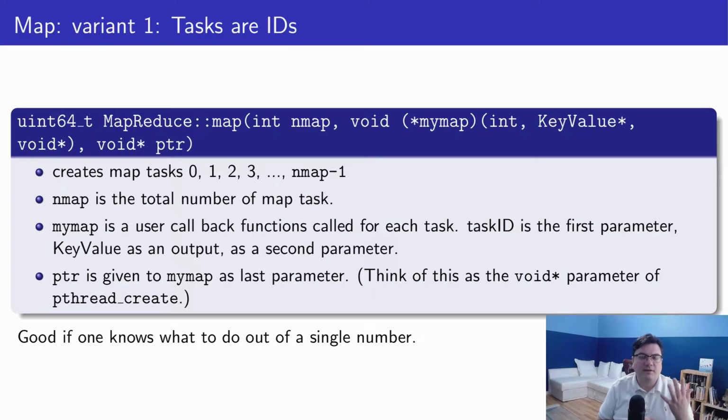There are 5 variants of map in MapReduceMPI, which create map tasks in different ways. The simplest variant creates n map tasks identified by a single integer from 0 to nmap-1. The second parameter is a pointer to a function to be executed by each map task. That function takes a task ID, a pointer to a key-value object to use as an output, and a pointer to a user-defined context. The third parameter of map is a pointer to that user-defined context.